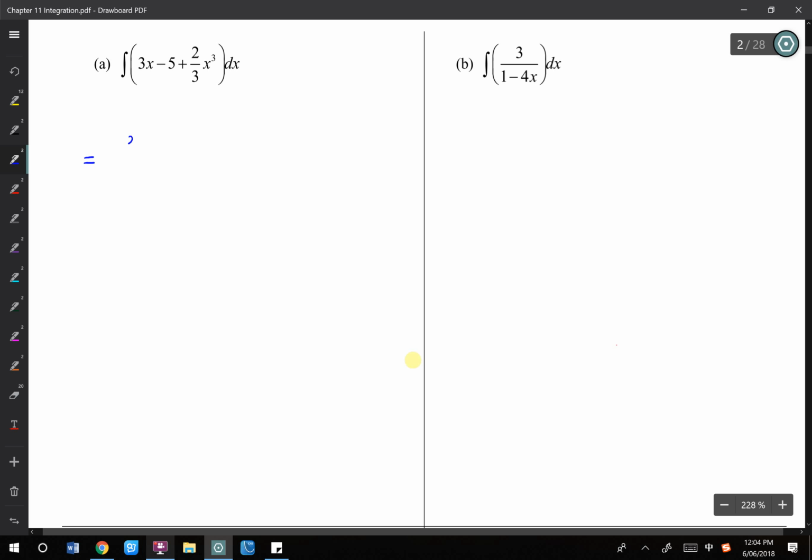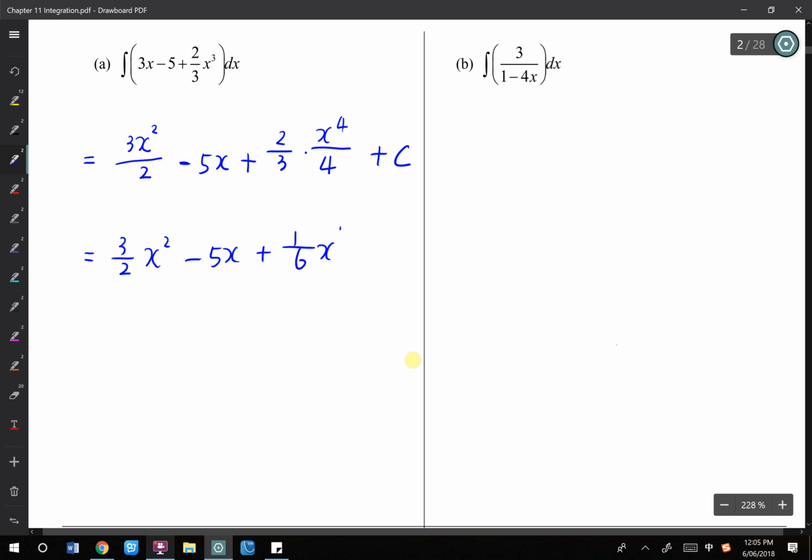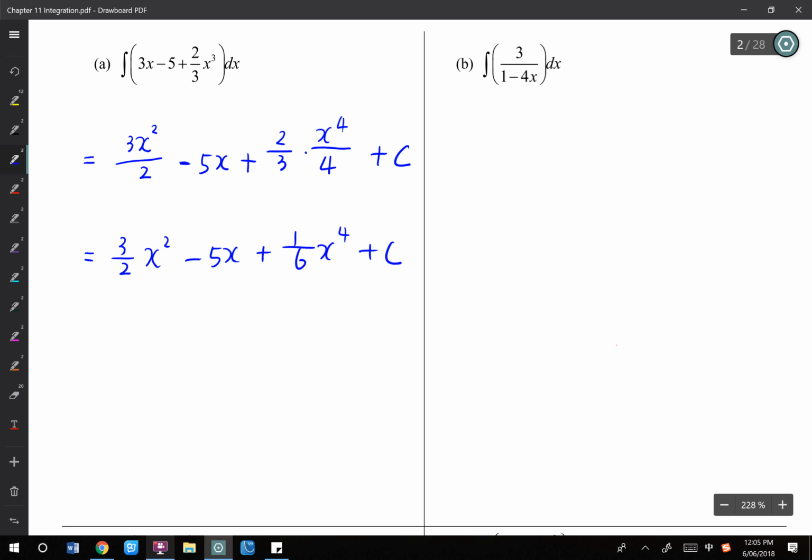For example, this one will be 3x to the power of 2 divided by 2 minus 5x plus, well, 2 over 3 is the constant. You don't need to worry about that. Just leave it there, and you have x to the power of 4, and then divide by 4, plus c value here. So that's 3 over 2 x squared minus 5x plus 1 on 6 x to the power of 4 plus c. Okay, this one is alright.